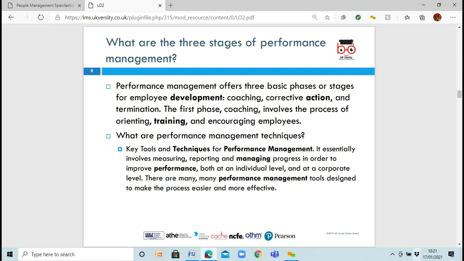Now we're going to look at performance management techniques. So there are key tools and techniques for performance management. So it means to measure, report, and manage your progress in order to improve the performance. This happens at an individual level or a corporate level. So there are tons of performance management tools designed to make this process easier and more effective.